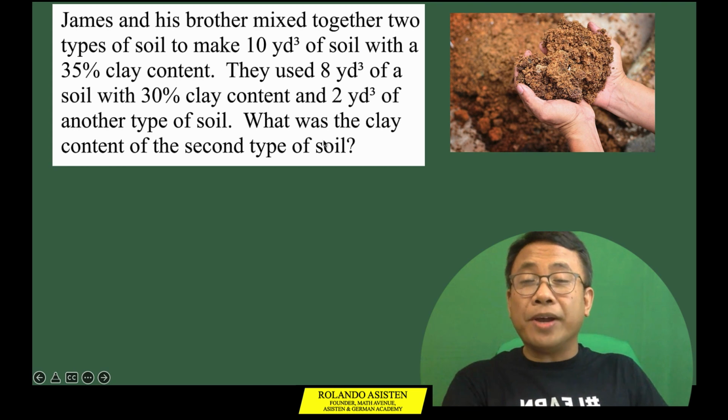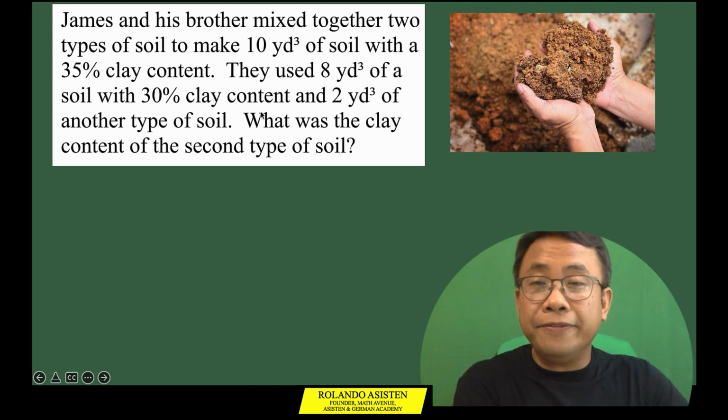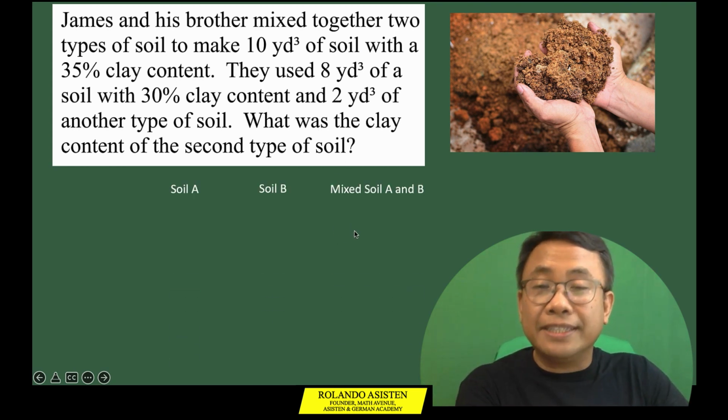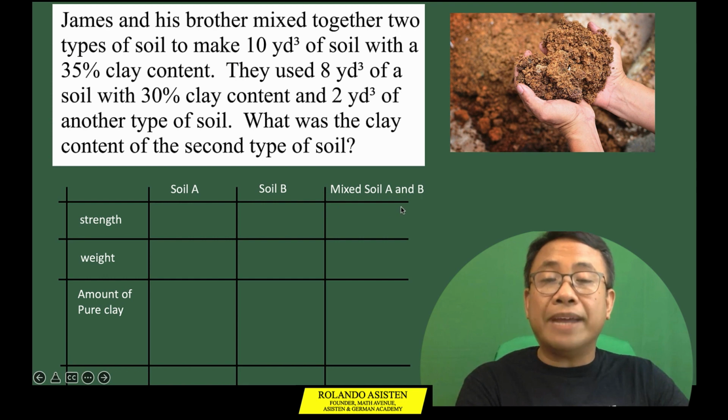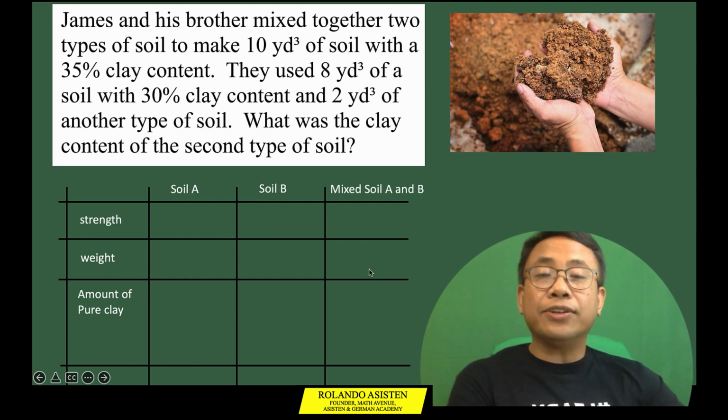So by just reading this problem, it could appear to be very confusing, but again, the technique is to create a table. So we have two types of soil. We have soil A and soil B, and we mix these two types of soil to arrive at this mixture at the last column. Then let's organize the given.